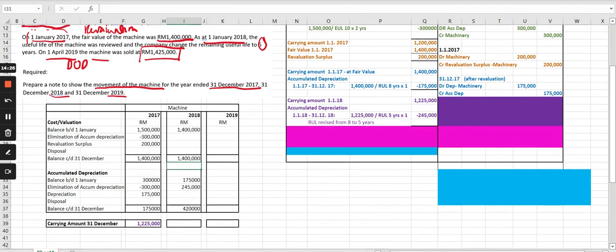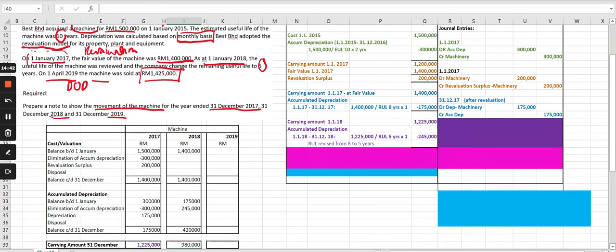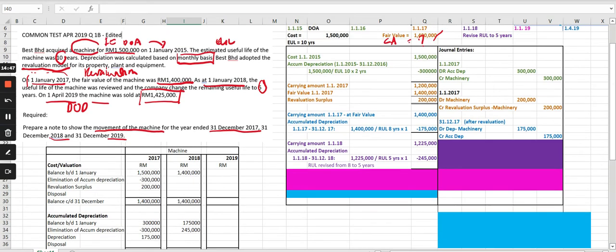And here you will get the carrying amount for that year, which is 1.4 minus 420. So you have 980 at the end of 31st of December 2018. No other thing happened except for the revaluation, where the revalued amount, no revaluation has taken place. It was that the remaining useful life was reduced to 5 years.